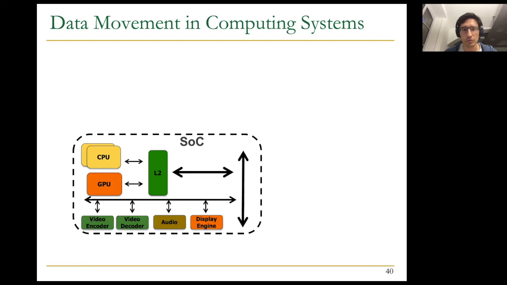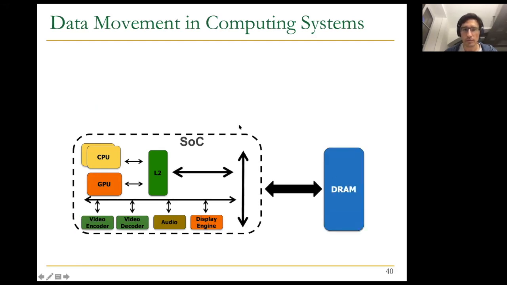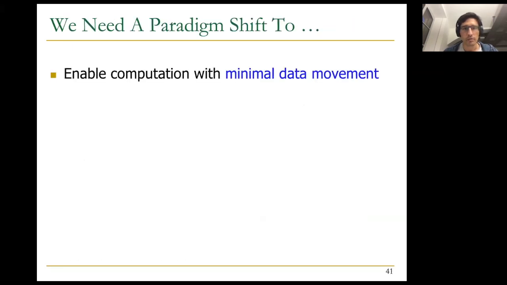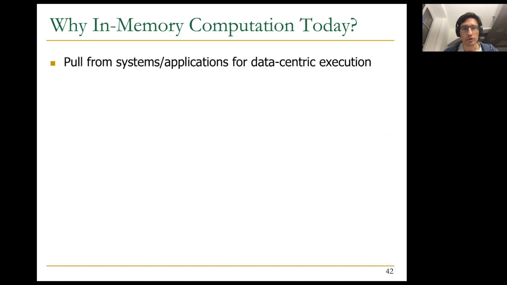This is just one more slide to motivate the data movement bottleneck. This is a system on chip where you have CPU, GPU, accelerators, and cache. This is very similar to what you can find in the internals of your cell phone, for example, and then you have DRAM. And among all these components, we have a lot of data movement all the time. Here you have some numbers about how much energy is spent on certain types of workloads, and motivation of why we need processing in memory.